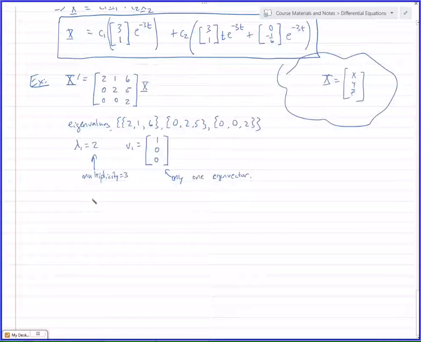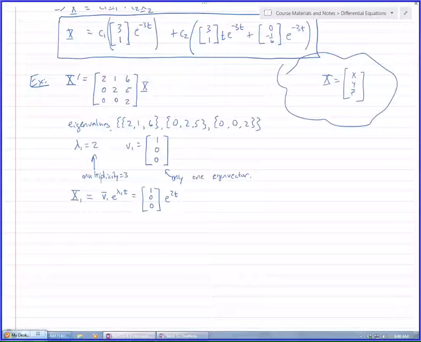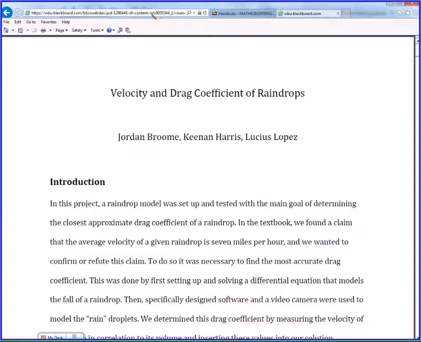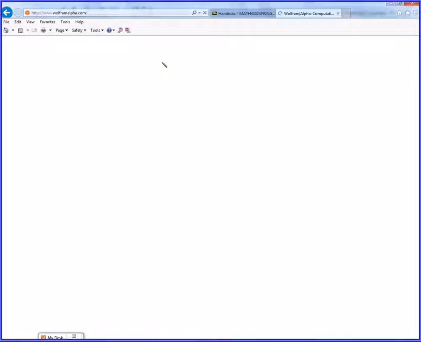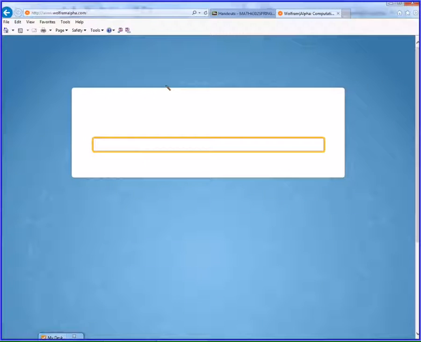So here's what I do. My x1 will be equal to v1 e to the lambda 1t, which is 1, 0, 0 e to the 2t. I'll go ahead and, just because I want you to see it, make sure in Wolfram Alpha you see what it looks like when we get the repeated eigenvalue with only one eigenvector.